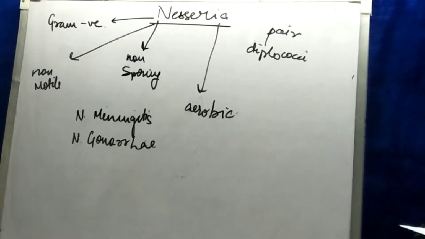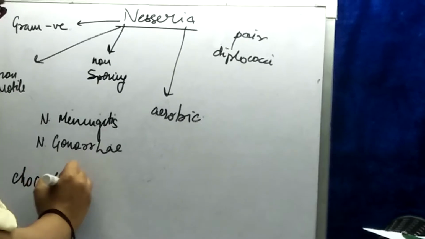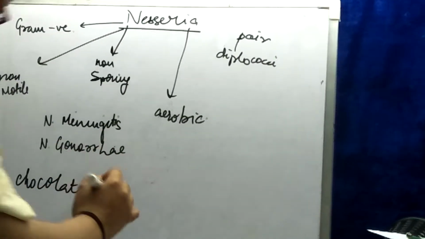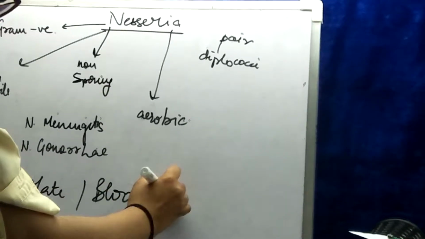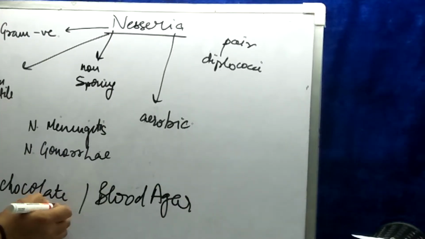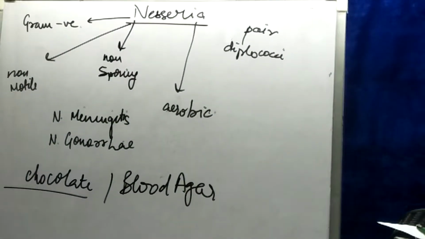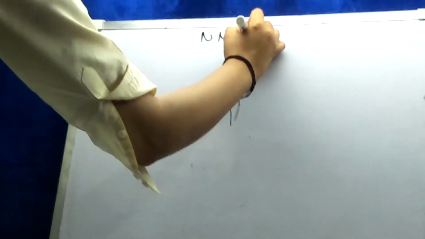This Neisseria grows on chocolate agar or blood agar, but most preferably it is grown on chocolate agar. So first we'll do Neisseria meningitidis in this video. N. meningitidis.